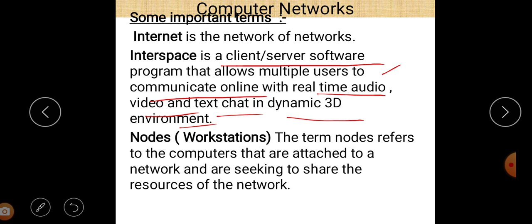Next important term is nodes or workstations. The term nodes refers to the computers that are attached to a network. So in a computer network, different computers that are connected to a network are also called the nodes, or sometimes also called the workstations, seeking to share the resources of the network. Simple definition: the computers that are connected to a network are called the nodes or workstations.